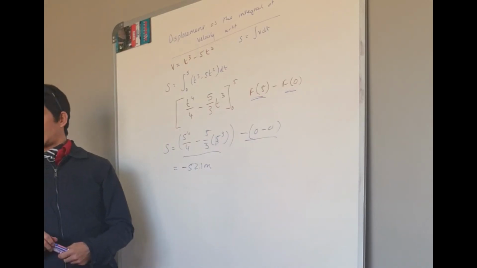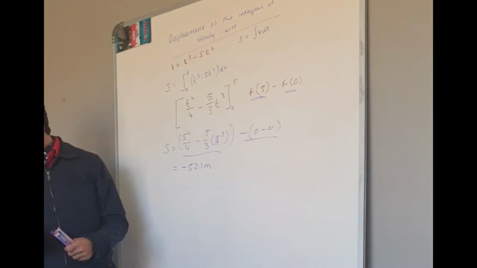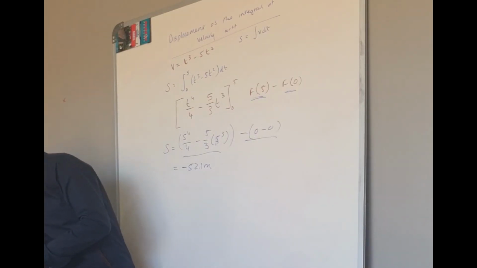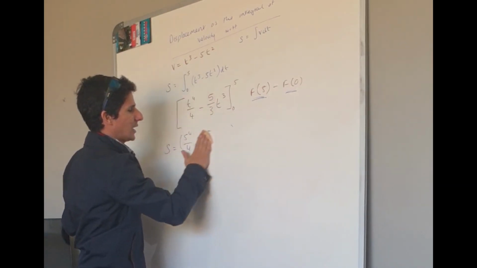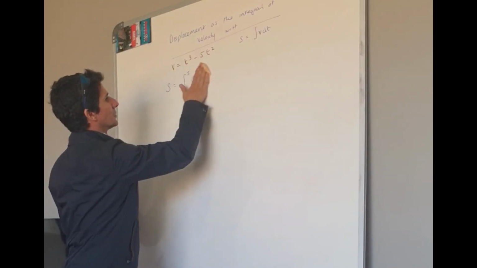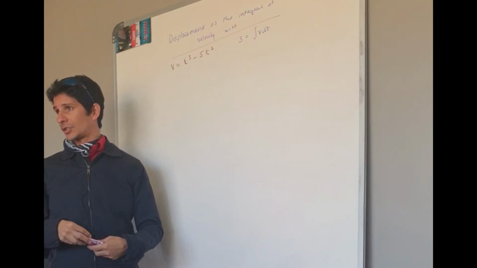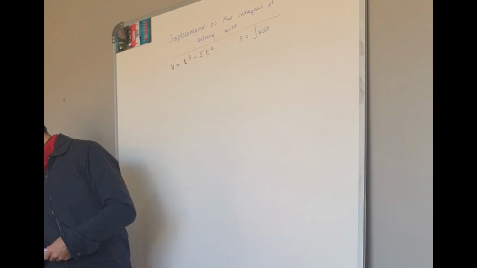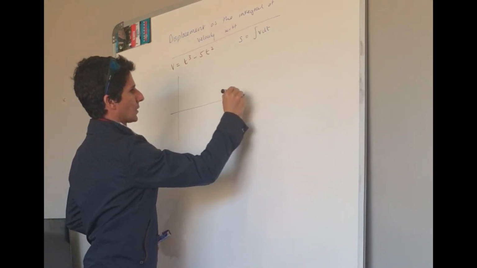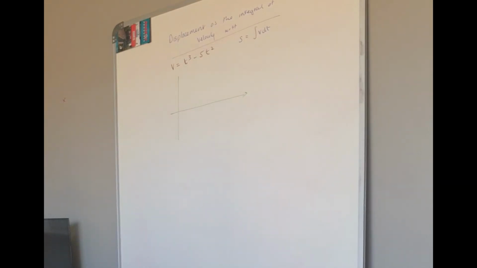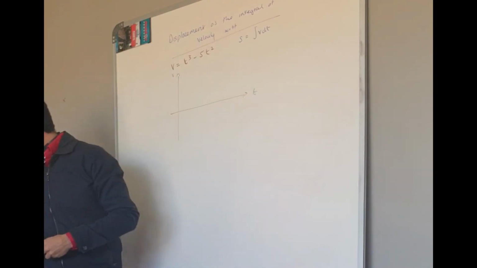Right. B says, sketch the velocity time graph for the particle between 0 and 10. Okay, that's how that reads. Between 0 and 10. They want the velocity function, velocity time, or displacement time? Velocity time, okay? So let's sketch the velocity time graph.